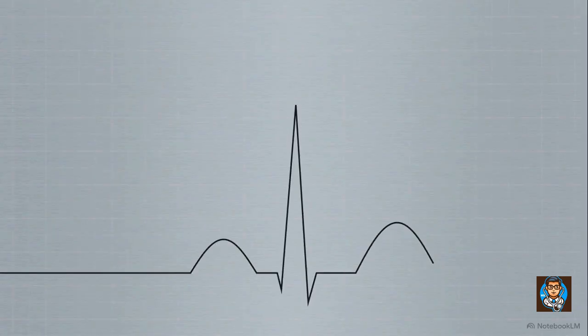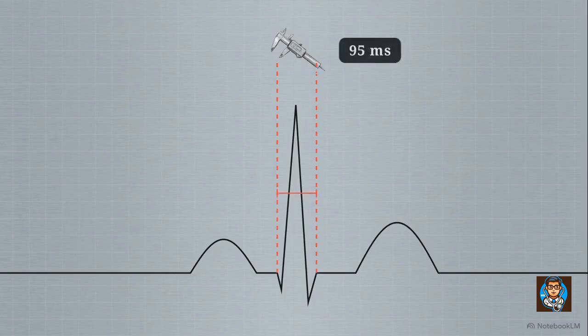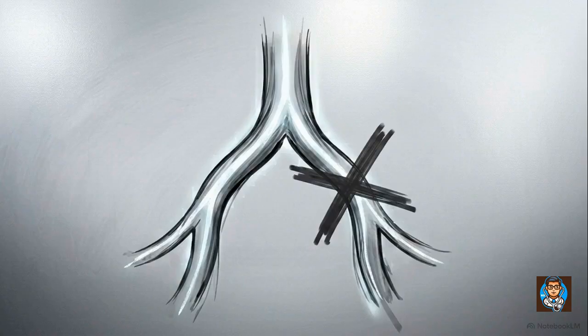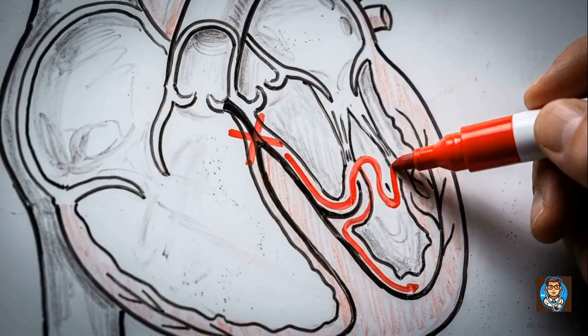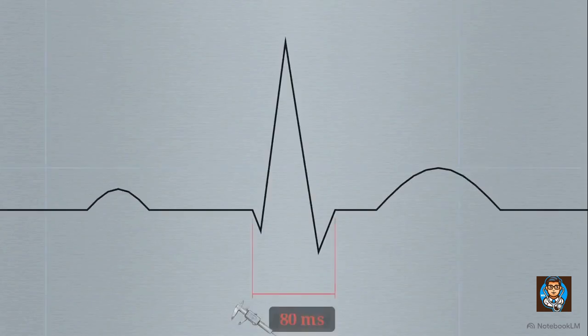Healthy ventricular depolarization is rapid. The signal must travel from the septum to the furthest edges of both ventricles in less than 120 milliseconds, or 3 small squares. If a bundle branch is blocked, electricity is cut off from the primary highway. It is forced to travel cell by cell through the muscle tissue to reach the rest of the heart. Muscle tissue conducts electricity slowly.